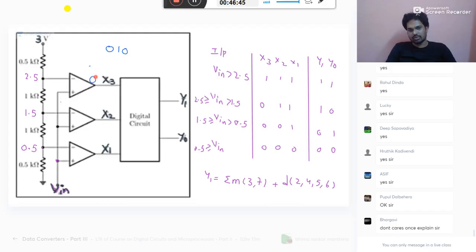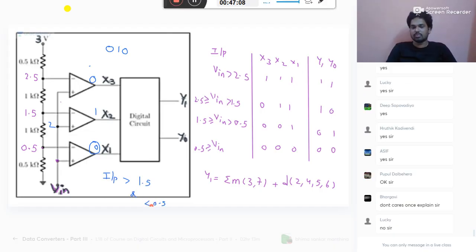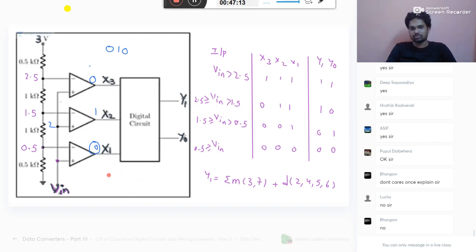What is the meaning of 0, 1, 0? Your input should be greater than 1.5, say for example 2. It should be less than 2.5. But you should get 0 here. What does it mean? It should be less than 0.5. Is it possible that your input is greater than 1.5 and less than 0.5? It is impossible. That's why that condition will never occur in this particular system. So we have taken them as don't cares. Right? Next.